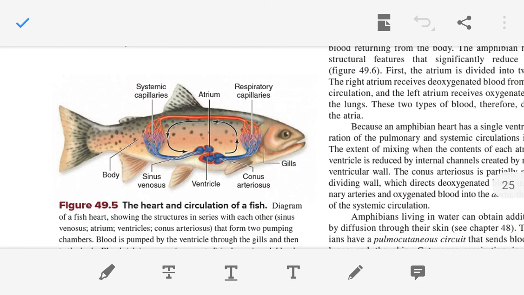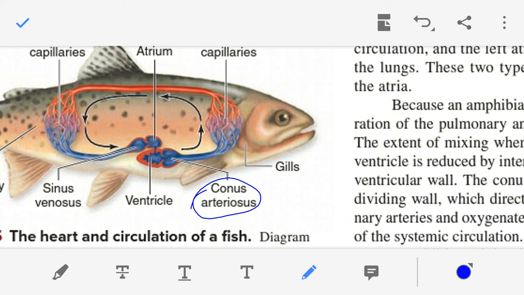And here from the conus arteriosus, you see a blood vessel arising, and the blood vessel is shown blue in color. That means this blood is oxygen deficient, or it is CO2 rich blood. Blue color used means oxygen deficient or CO2 rich blood.